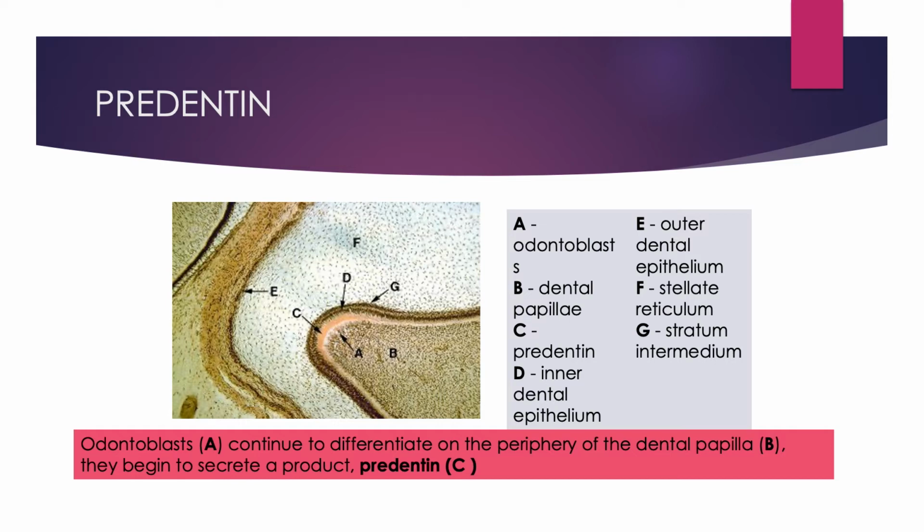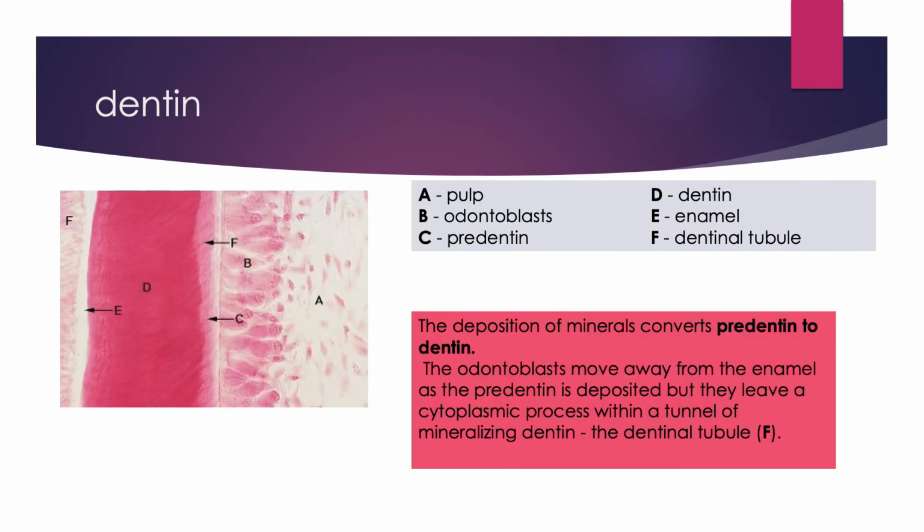The central region of a bell-stage tooth germ is in the center of the field. You should be able to identify inner dental epithelium, outer dental epithelium, stellate reticulum, and stratum intermedium. On dentin secretion, identify the following structures in this high-power image of the peripheral region of the pulp: odontoblast at B, the light pink is predentin, the darker pink is dentin, and enamel at E.